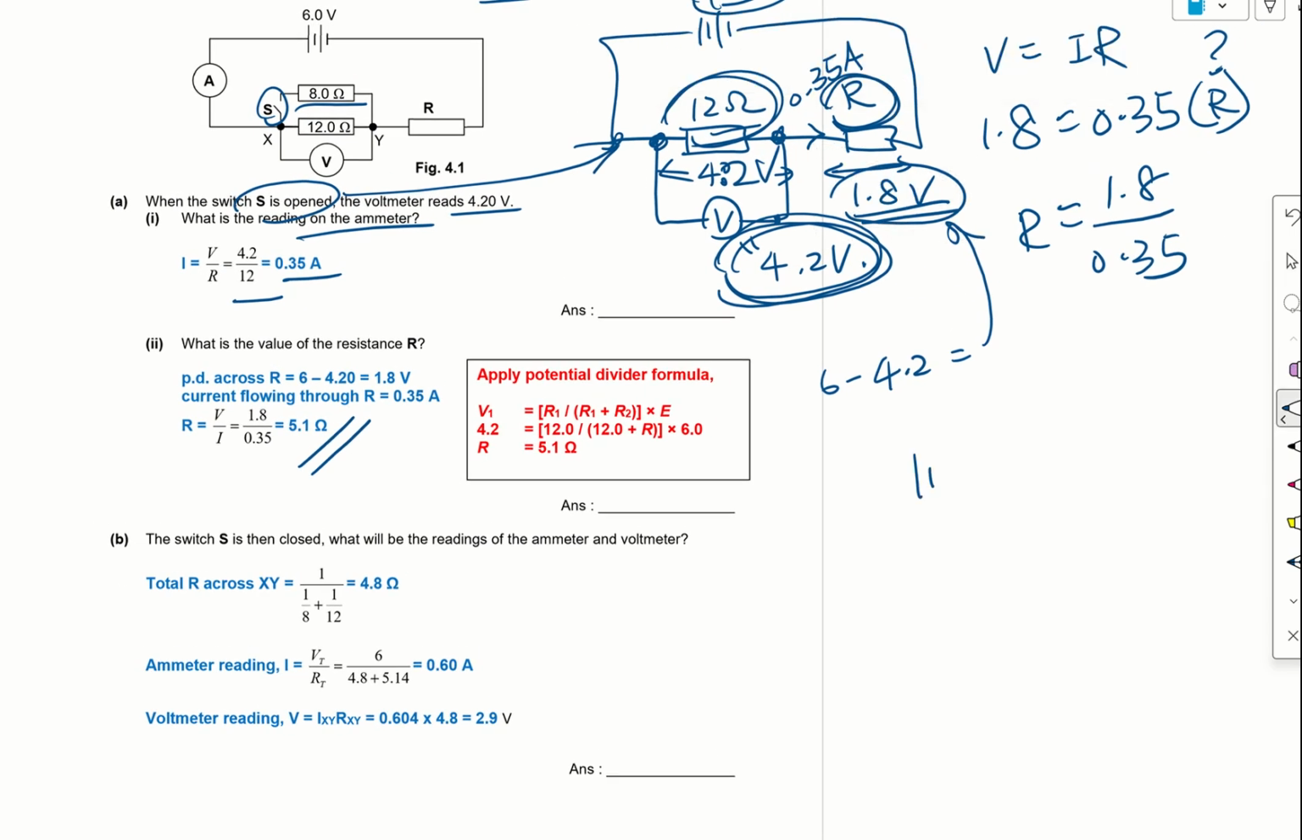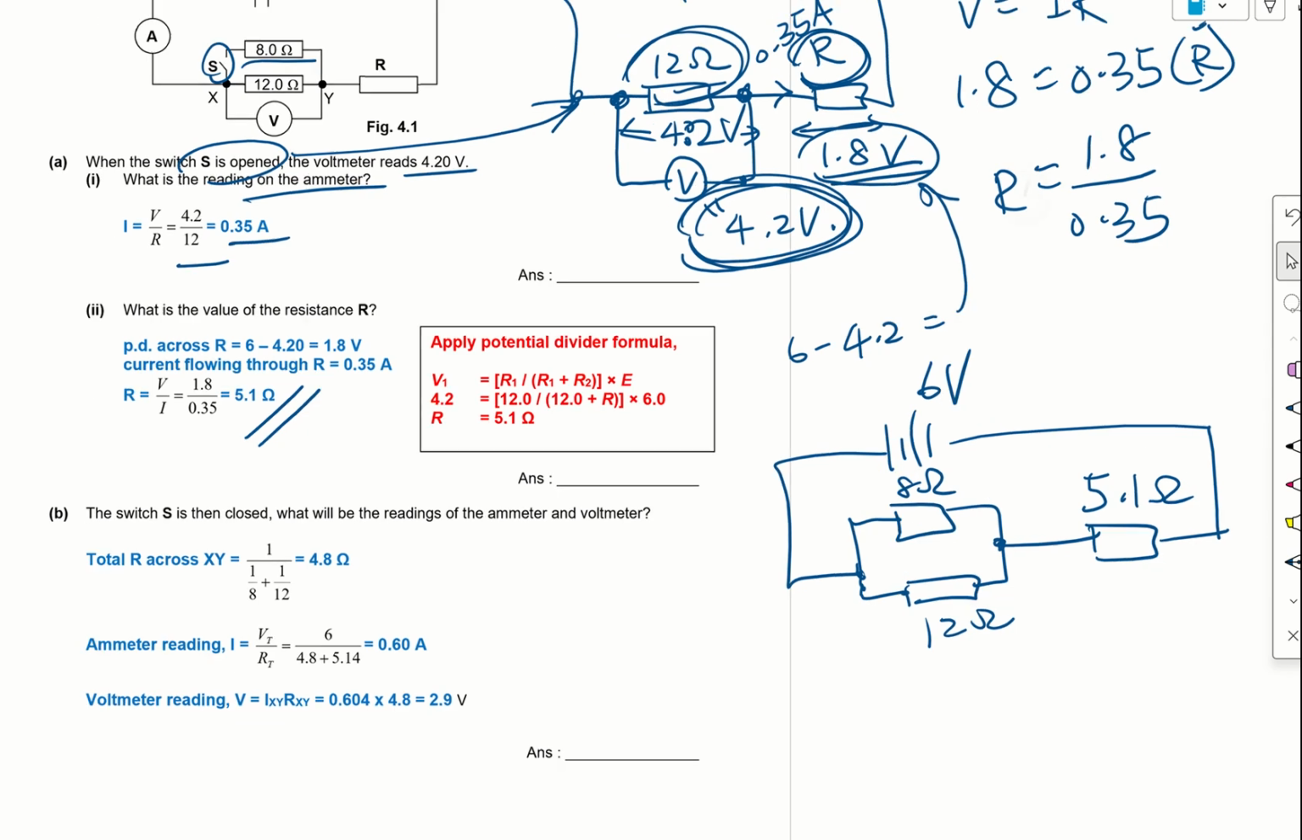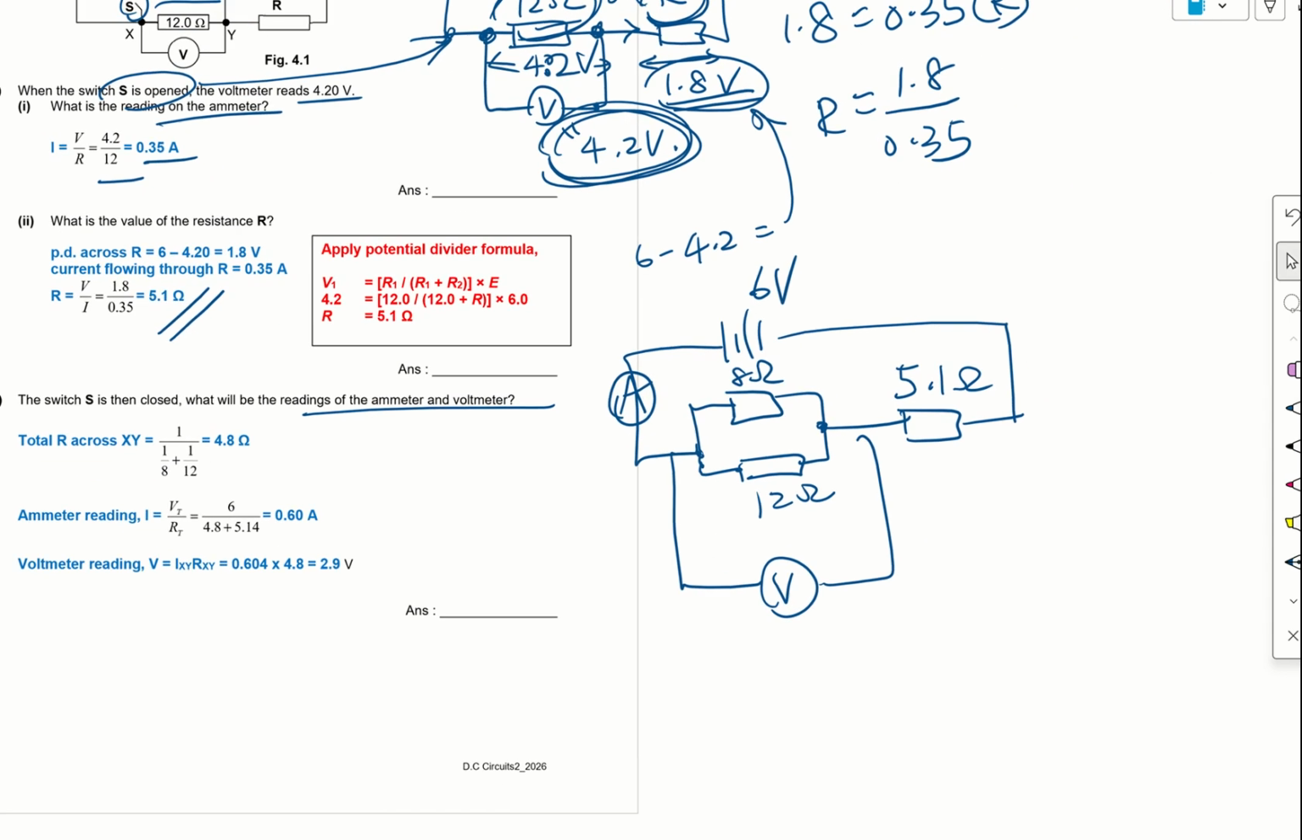So if it's closed, I can just redraw the circuit just to make it clearer. 8 ohm and 12 ohm are now in parallel, and then connected to my resistance of 5.1 ohm, which I found from there. The EMF of the battery is 6 volts. They are asking for the new reading on the ammeter and voltmeter. So the voltmeter is across here, and the ammeter is through here, right?